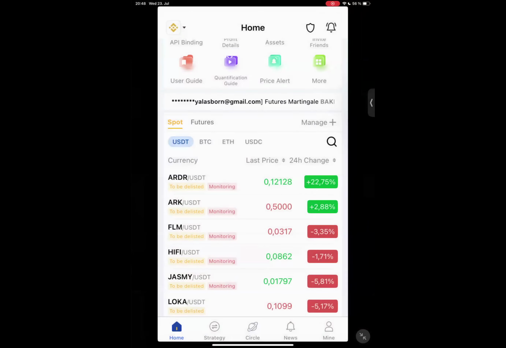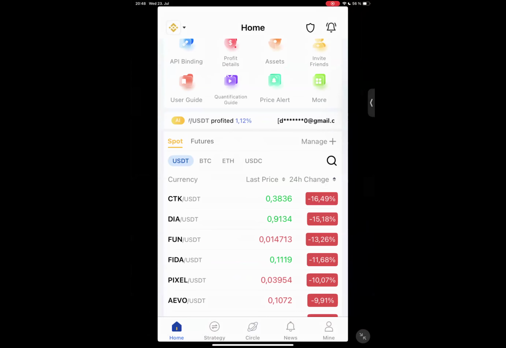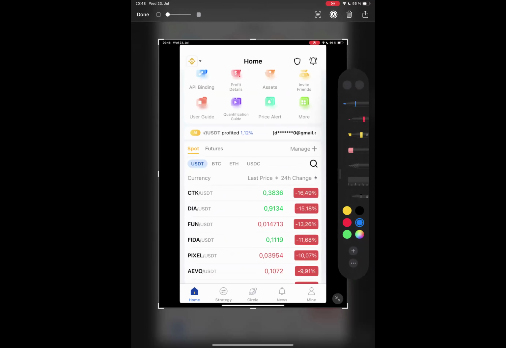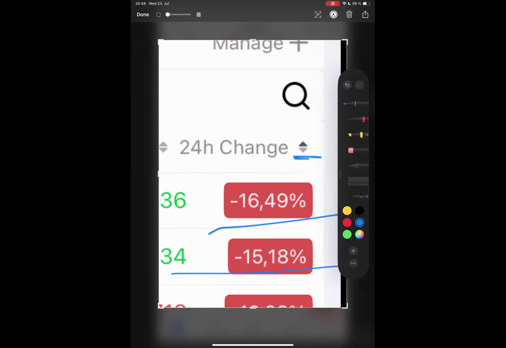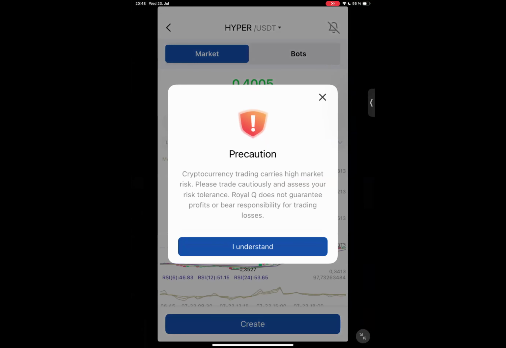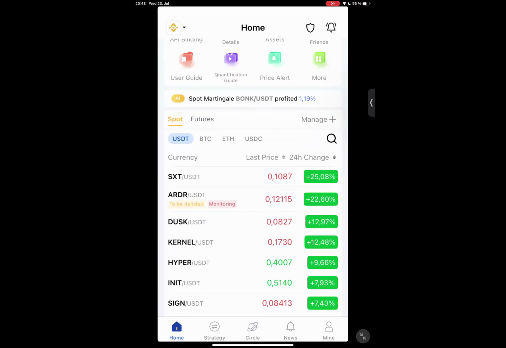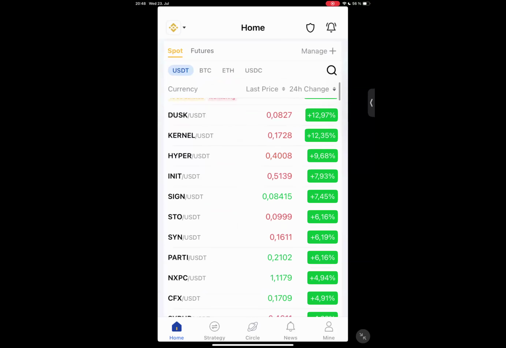So let us do the change. I'll tap on the top arrow. So it gives me the coins that are performing poorly at the moment. So we have CTK, DIA, FAN, FIDA, Pixel, AVO, and so on. Then if I tap on the down arrow, it's going to arrange it in the opposite direction. Sorry, the coins that are doing well currently. We have XST, ARDR, but it's going to be delisted, so don't trade such a coin. DAX, Kernel, Hyper, and so on.